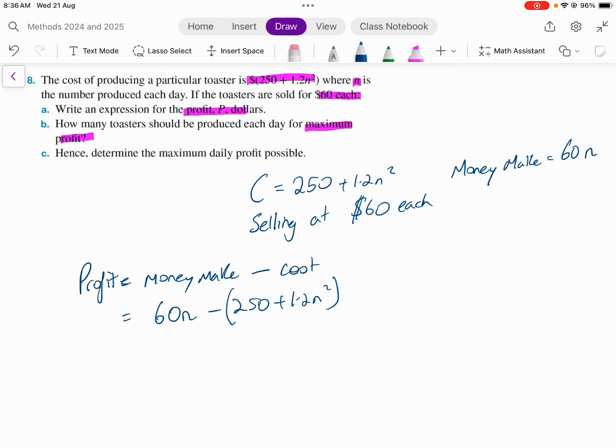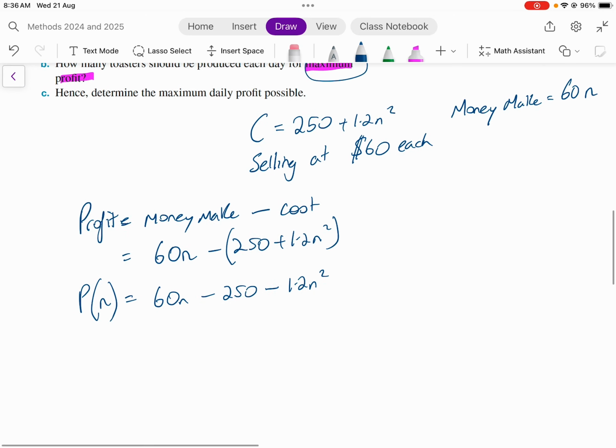Now, we're after a maximum, and that's going to be a stationary point, and that's from our derivative. So we want to get rid of the brackets. So it's 60n minus 250 minus 1.2n squared. So that is our profit for n number. So again, maximum will be at the derivative equaling 0.